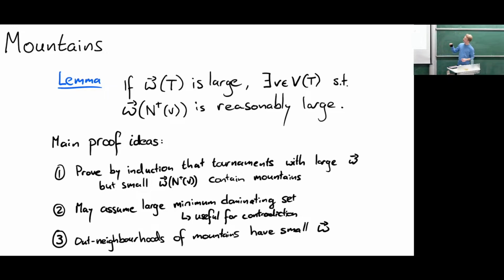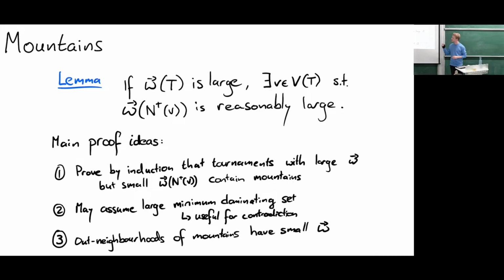Now, we then want to use this to show our lemma, which we previously had as our corollary. I won't go into the details of this proof, but I want to share a couple of the ideas that work nicely in this proof. So we again proceed by induction, showing that tournaments with large diclique number but small diclique number for all of the vertices in their out-neighborhood contain a reasonably large mountain, and we induct on the size of this mountain together with the size of the diclique number.